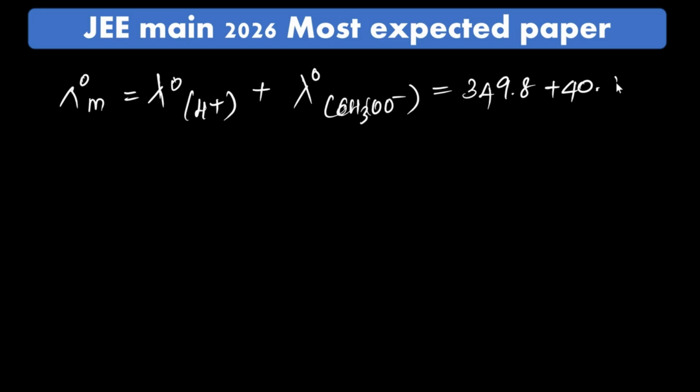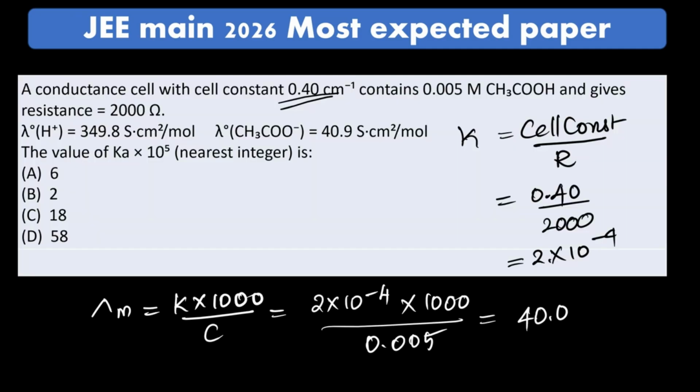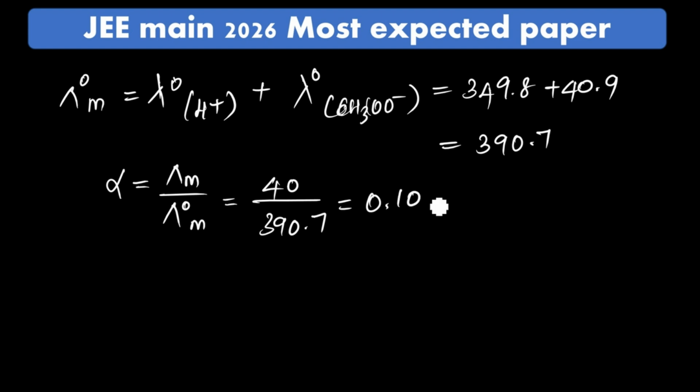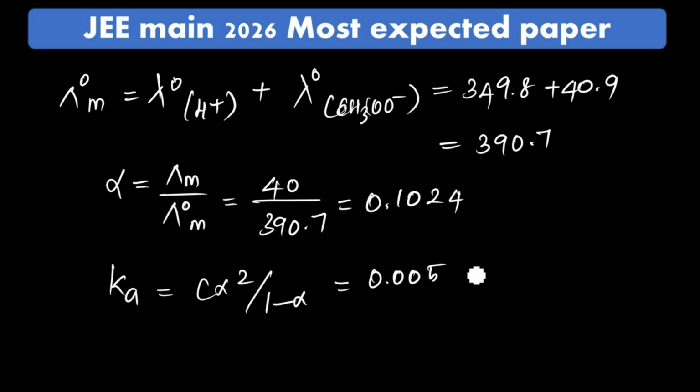349.8 plus 40.9, which is 390.7. So now we know that they are asking for Ka. To calculate Ka, I want alpha, the degree of dissociation. Alpha is equal to lambda m by lambda naught m, that is 40 by 390.7, that is 0.1024.